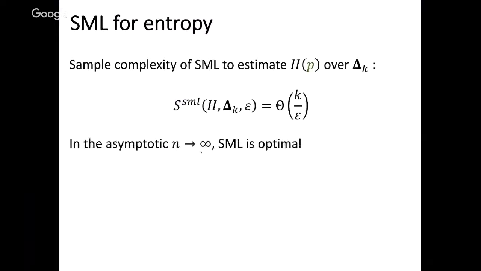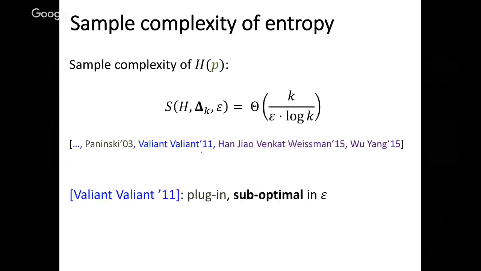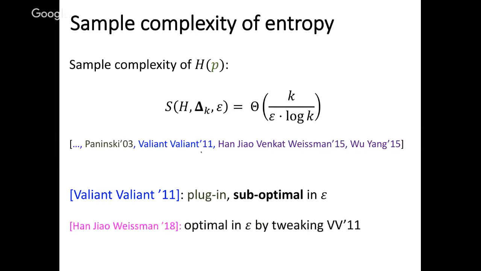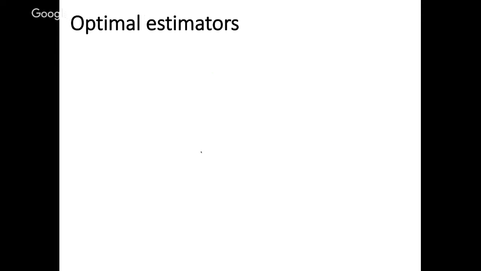I think, yeah, the Valiant and Valiant. Yes. So we said that the Valiant and Valiant estimator is a plug-in estimator, but it has suboptimal dependence on epsilon. And there was a new paper that appeared last week on arXiv that claims to have optimal dependence on epsilon that they obtained by tweaking the Valiant and Valiant estimator. Okay, so how do these optimal estimators behave?